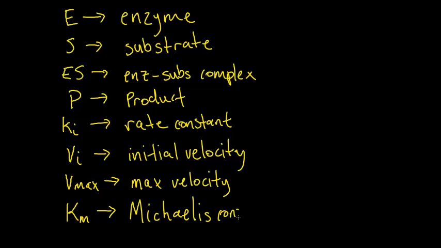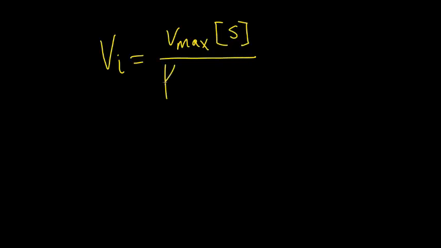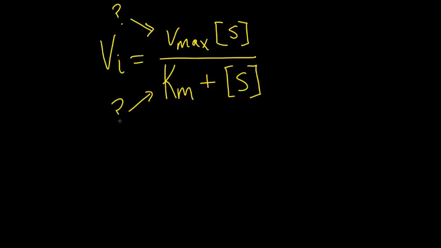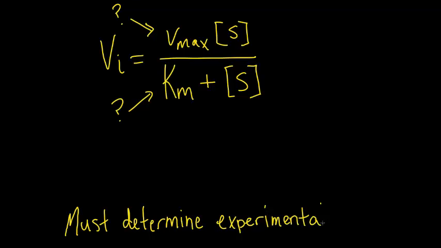Now you won't need to know all these variables to solve the equation, however they are useful while working on enzyme kinetics. The Michaelis-Menten equation tells us that the initial speed of a reaction is equal to the maximum speed of the reaction times the substrate concentration, all over the Michaelis constant plus the substrate concentration. The question becomes, how do we figure out what Vmax and Km are so that we can determine the initial speed? The answer is experimentally.